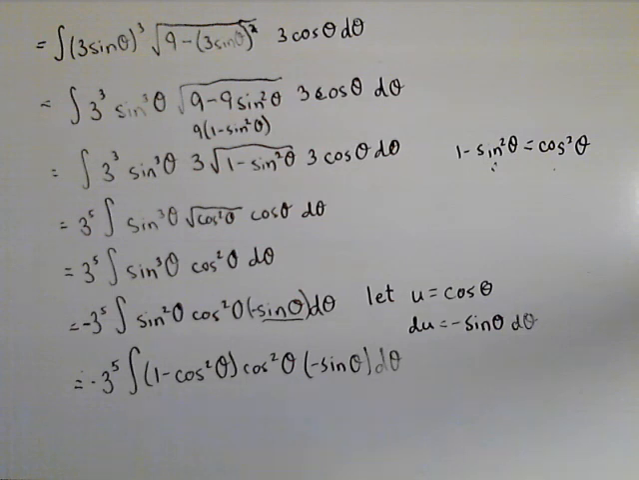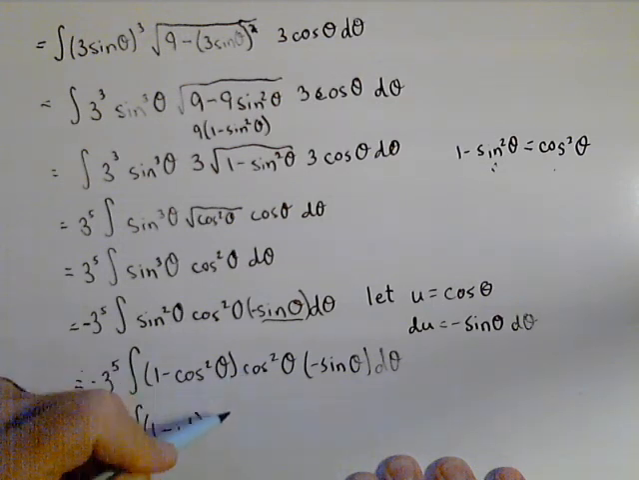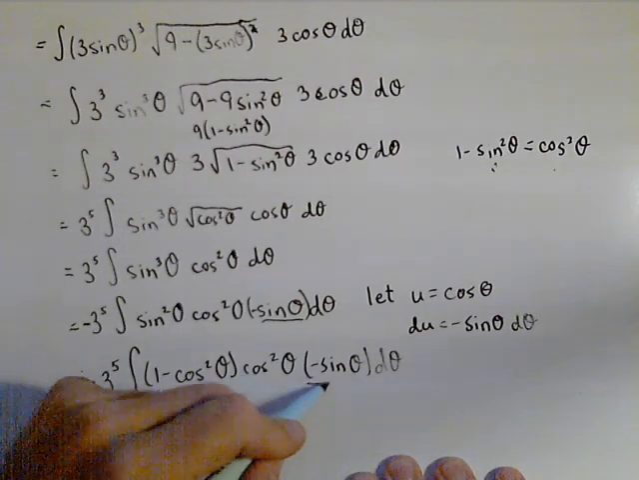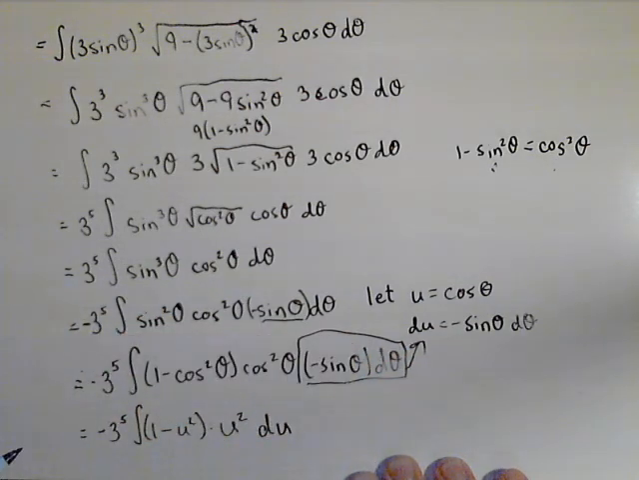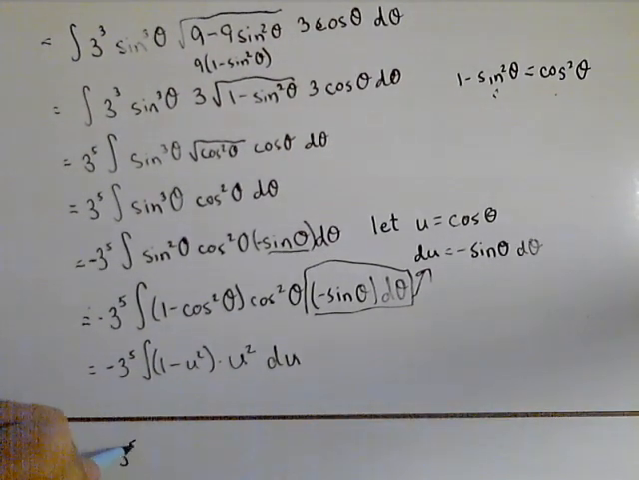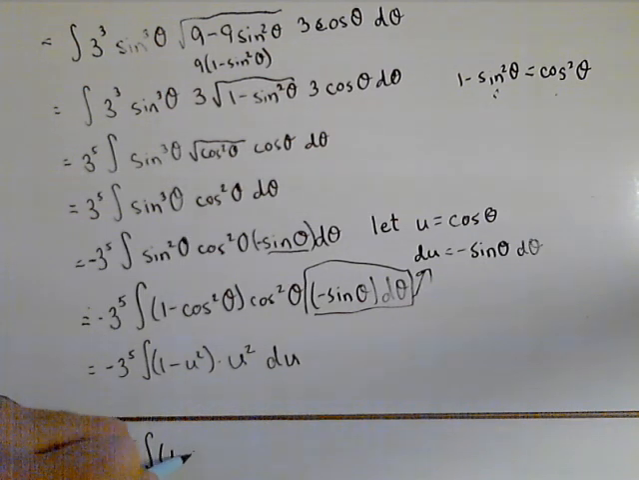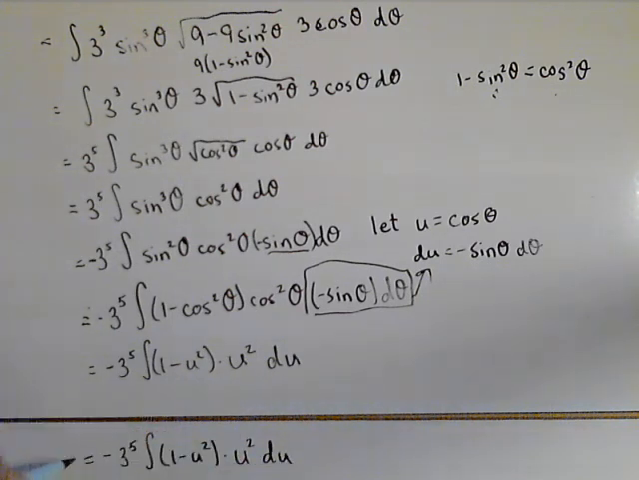Which I'll do here, and then we'll use another page after that. So negative 3 to the 5th times the antiderivative of 1 minus u squared. Cosine is u, so that's another u squared. This part here is exactly du, and we now have a much simpler integral. So we'll write this down on the next piece. Negative 3 to the 5th is the integral of 1 minus u squared times u squared du is where we're at.